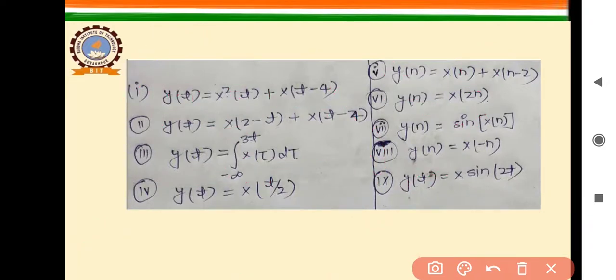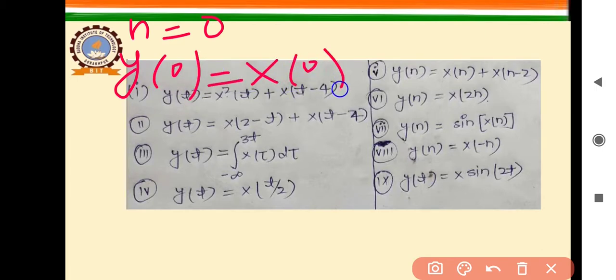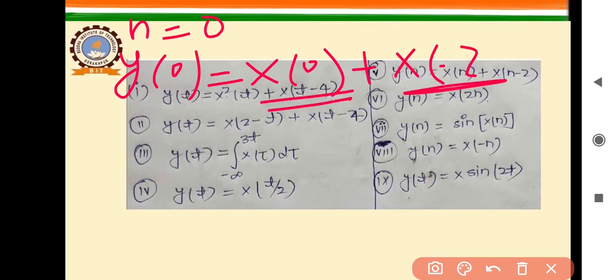The next example is y of n is equal to x of n plus x of n minus 2. Put n equal to 0, it will become y of 0 is equal to x of 0 plus x of minus 2. This is the present value of the input and this is the previous or past value of the input. So at instant n equal to 0, the system is a causal system.